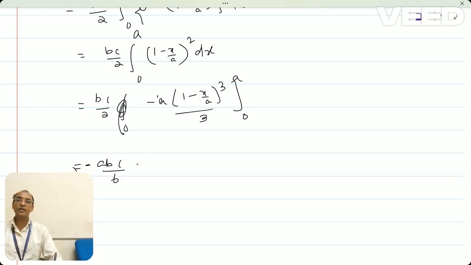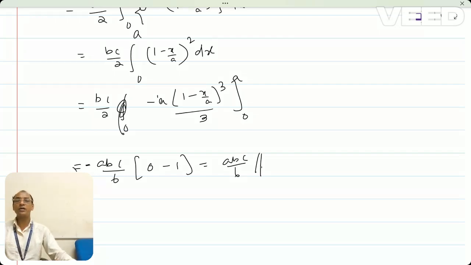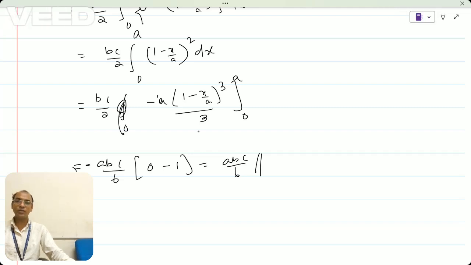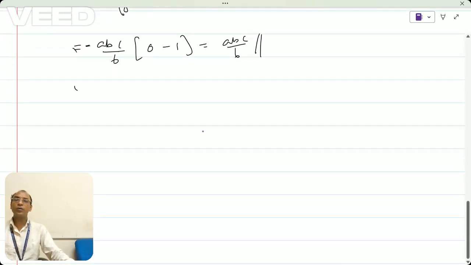Now I will put upper limit x equal to a. Then x equal to a means 1 minus 1 will be 0. So 0 minus lower limit. So I will put x equal to 0, means 1 cube, so I will have 1. And so this minus into this minus will be plus. So we will get abc by 6. So this is the volume of a tetrahedron which is bounded by x equal to 0, y equal to 0 and z equal to 0, and the plane x by a plus y by b plus z by c equal to 1. Now I will take another example here.